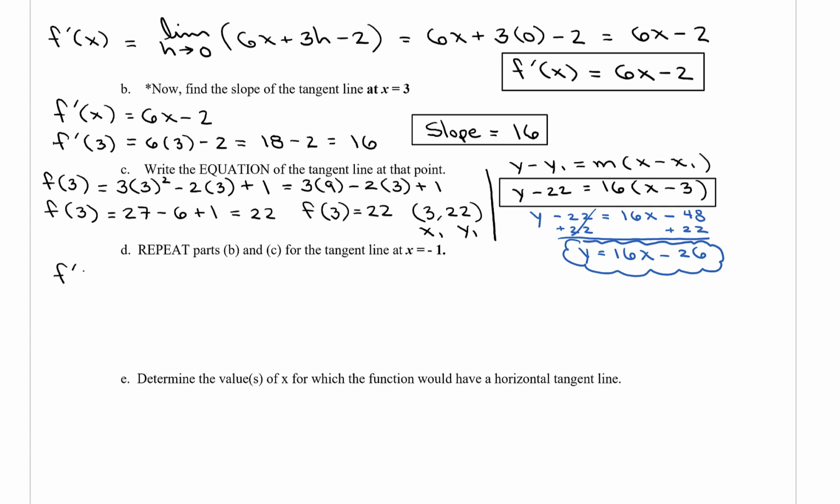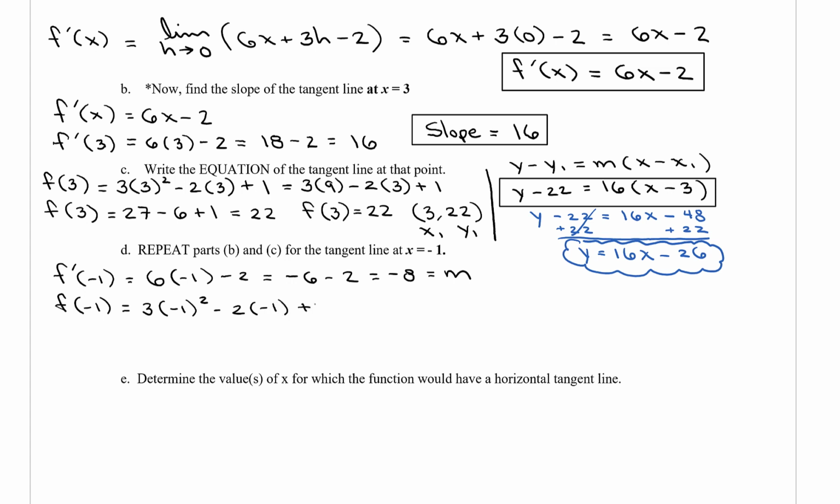f prime of -1 is going to be equal to 6 times -1 minus 2, which is equal to -6 minus 2, which equals -8. This is equal to m, my slope. f of -1, now I use the original equation, that's going to be equal to 3 times (-1) squared minus 2 times -1 plus 1. So f of -1 is going to be equal to 3 times 1 minus 2 times -1 plus 1.